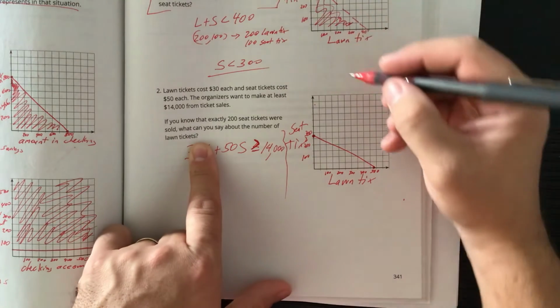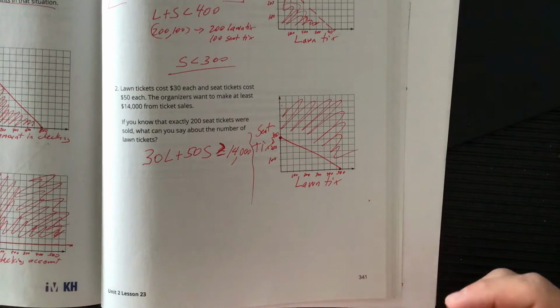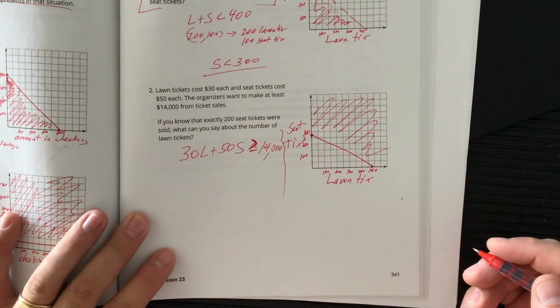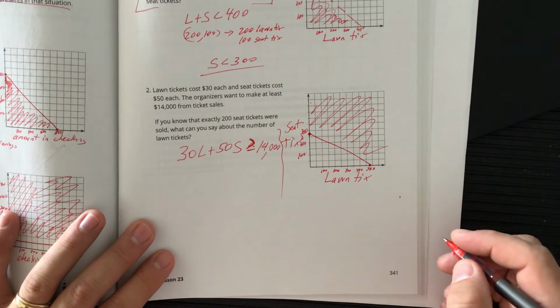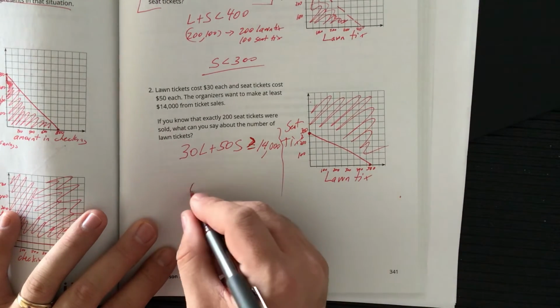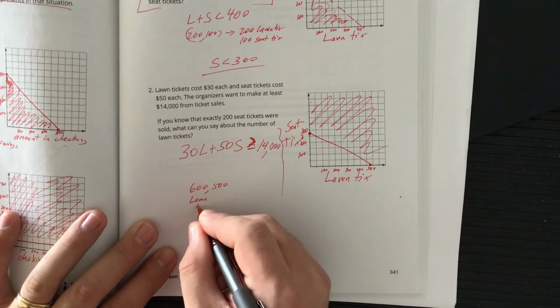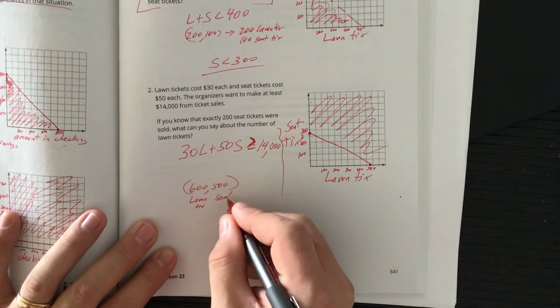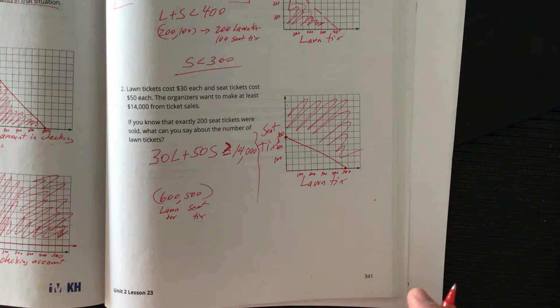Shade above or below? Above. Pick a point. That will work. Wait, how much was the lawn ticket? To 466 or something. Okay. Somebody pick a point. Tim, pick a point. 600, 500. That'd be 600 lawn tickets, 500 seat tickets. If you know exactly 200 seats were sold, what can you say about the lawn tickets?